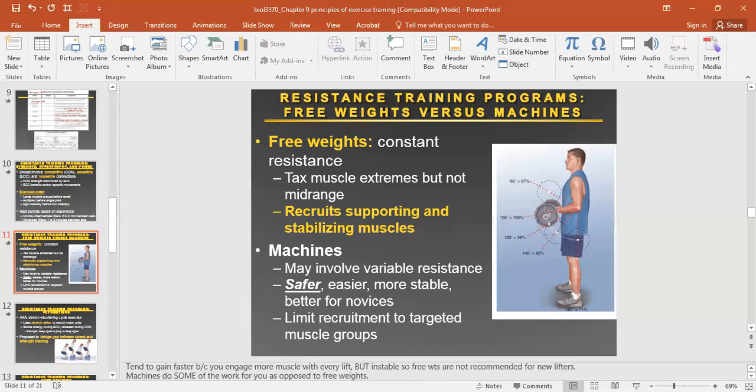When you use free weights, you engage more muscle, you can gain faster and gain more. When you use machines, they're safer, but they limit the target muscle group, and they limit the muscle group's ability to use its full range of motion. So there's pluses and minuses to both, and whatever you decide to use just depends on your goals or the goal of your client, depending on who is in question here.